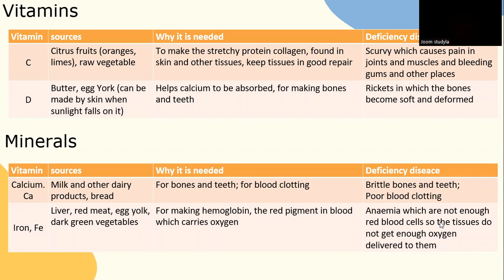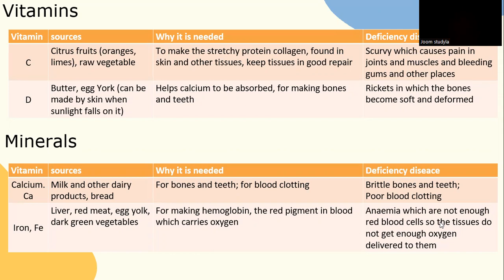Next, we go to minerals. Calcium. Sources of calcium, we can get it from milk and other dairy products. And why is it needed, why is it important? Calcium in our body is for bone and teeth and for blood clotting. And the effect of lack of calcium is brittle bone and teeth, and poor blood clotting.